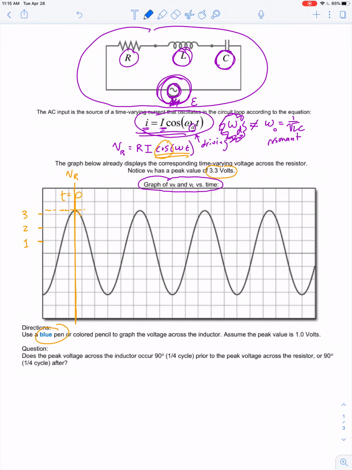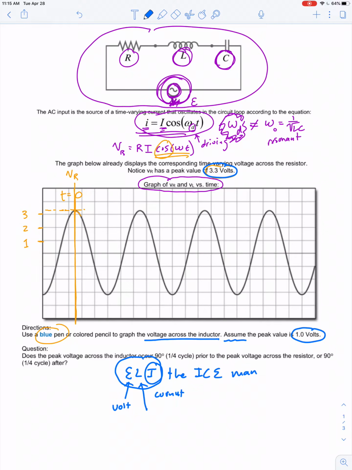We're told to make a graph of the voltage across the inductor on the same set of axes, and to assume that the maximum value of voltage across the inductor is only going to be 1 volt, as opposed to the resistor's maximum voltage of 3.3 volts. Okay, well, that's doable. I'm going to keep in mind this mnemonic, ELI the ICEman, and in particular, the ELI part of it. This is just telling me that EMF, or voltage, comes before current for an inductor.